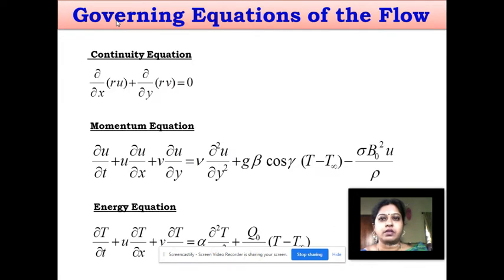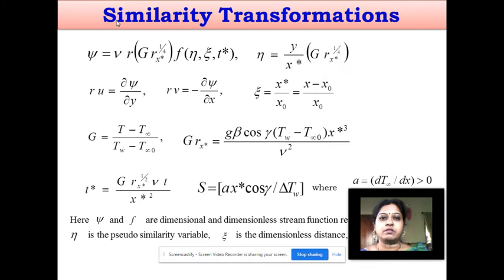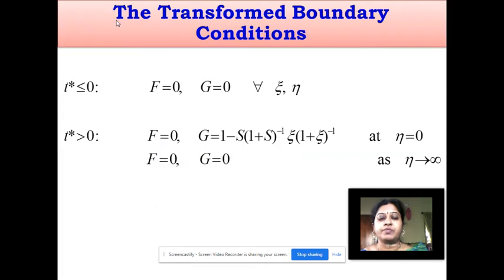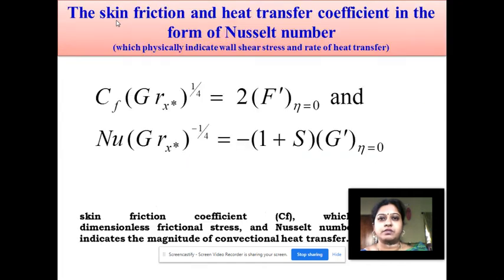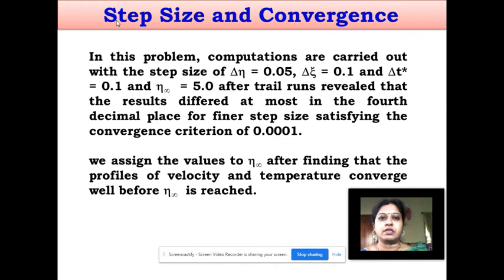And these are the governing equations and initial and boundary conditions. And since we have to convert the dimensional equations to non-dimensional, we use these similarity transformations. We obtain these non-dimensional equations which are non-linear, and also the transformed boundary conditions. And these are the skin friction and heat transfer coefficients in the form of Nusselt number. And we use a numerical method to solve such problems. And these are the step sizes we use for convergence.